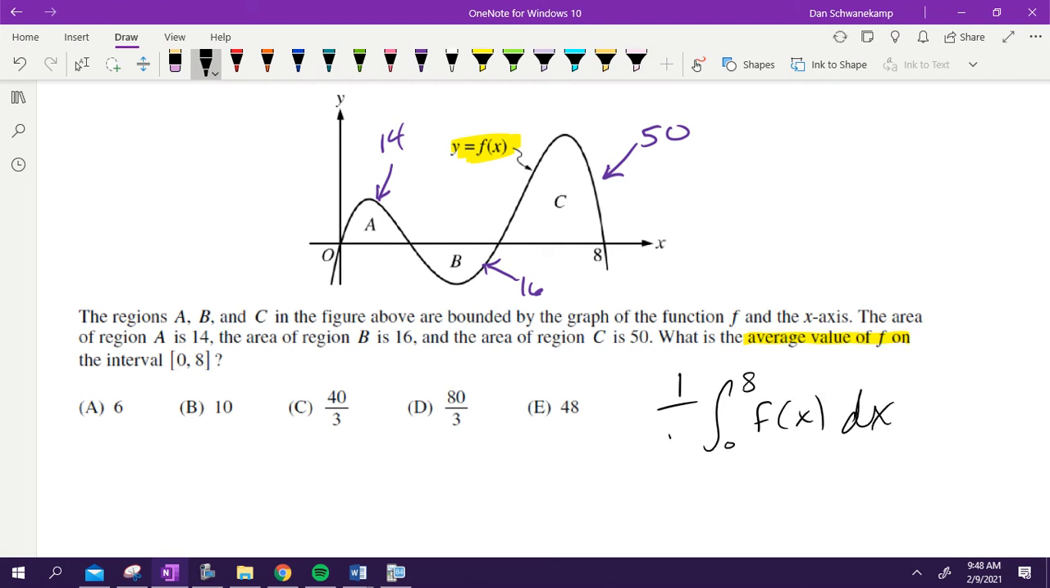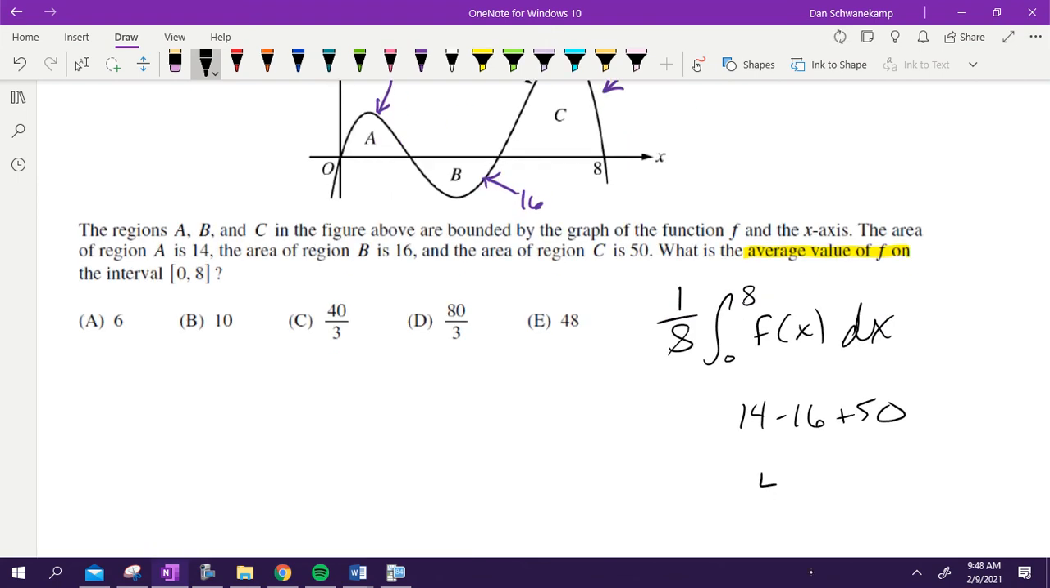And then I have to find the average of it. So it's 1/8 in the beginning. So 0 to 8 f of x dx, that means find the area under the curve. So that's 14 minus 16 plus 50. That right there is going to get me 48, but don't forget to multiply that by 1/8. 48 times 1/8, that would get me 6. Average value. You integrate and then divide by the bounds.